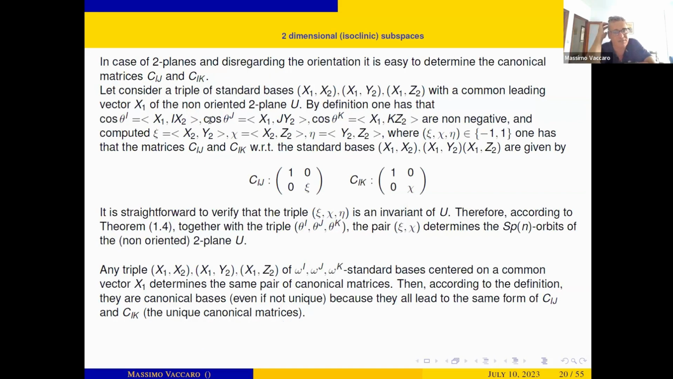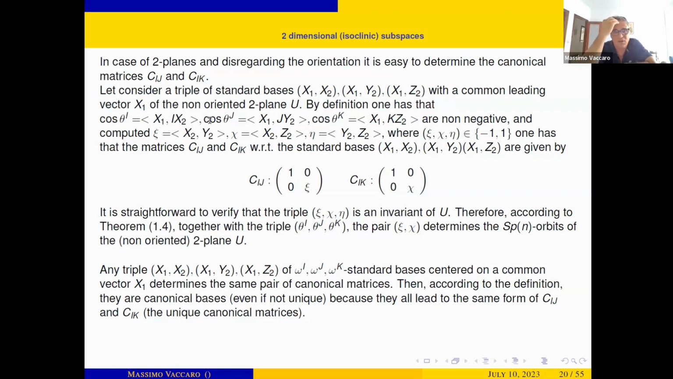I would say that in a two-plane, I consider a triple standard basis, x1x2, x1y2, x1z2, centered on a common leading vector x1, because x1 is a principal vector, but the associated one is different, of the oriented two-plane. Then by definition, we have cosine theta i is this number, cosine theta j and cosine theta k are negative, and computing this xi, which is the scalar product of x2 and y2, chi, x2 and z2, and eta, y2 and z2, where these three numbers can be either plus or minus 1.